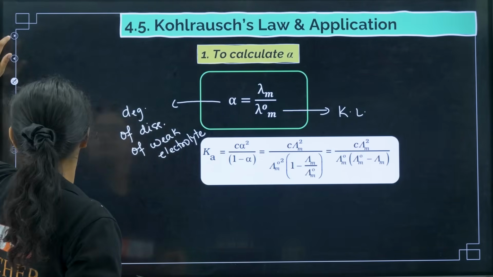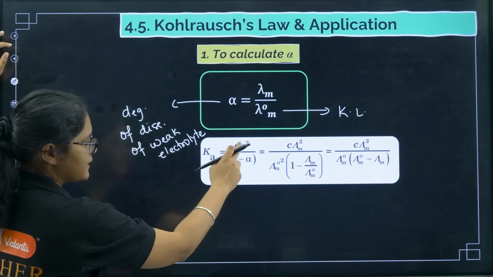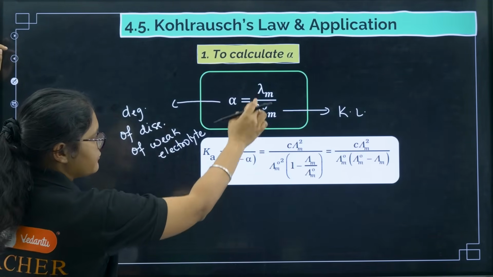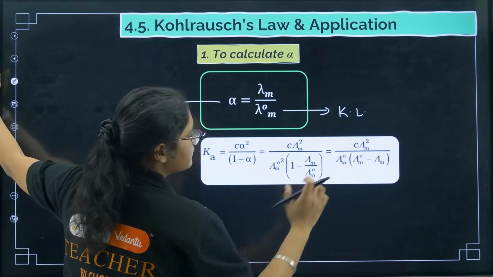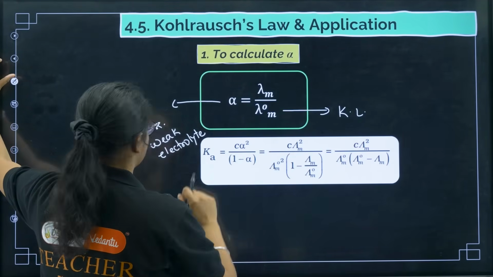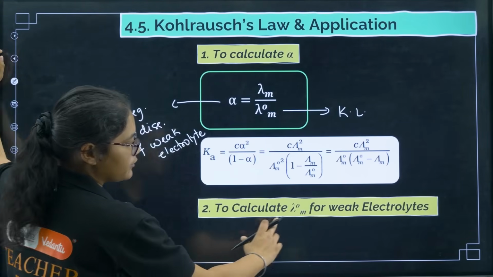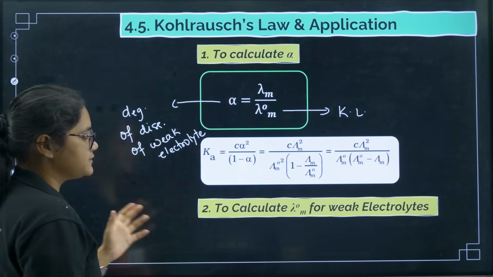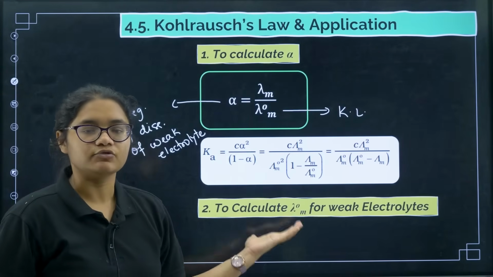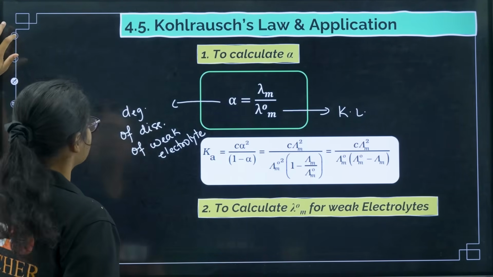Next, if I substitute in Ka = C alpha square by 1 minus alpha, and in terms of alpha I put this value, I will get this one. After getting this, you can calculate the dissociation constant of a weak acid. Next is to calculate lambda naught m for weak electrolytes. This application we can understand by solving a question. I will explain it to you.